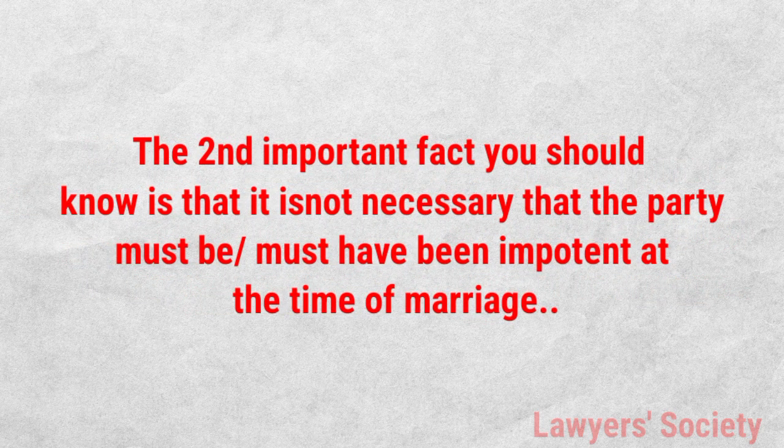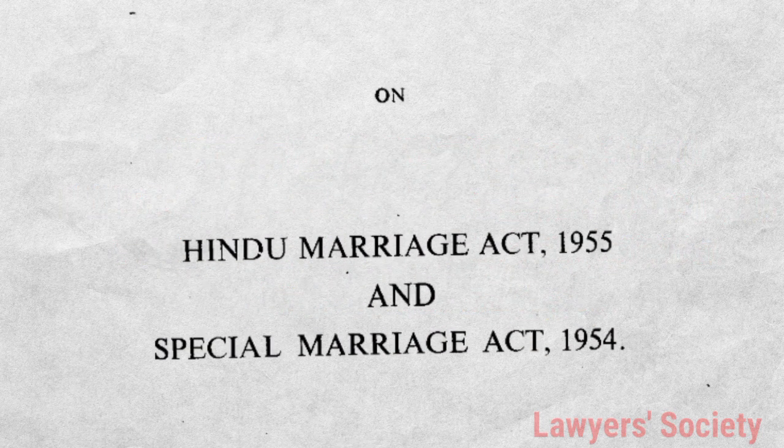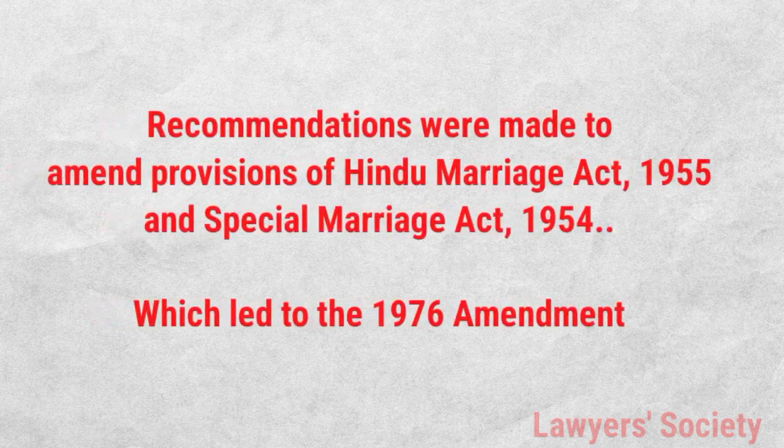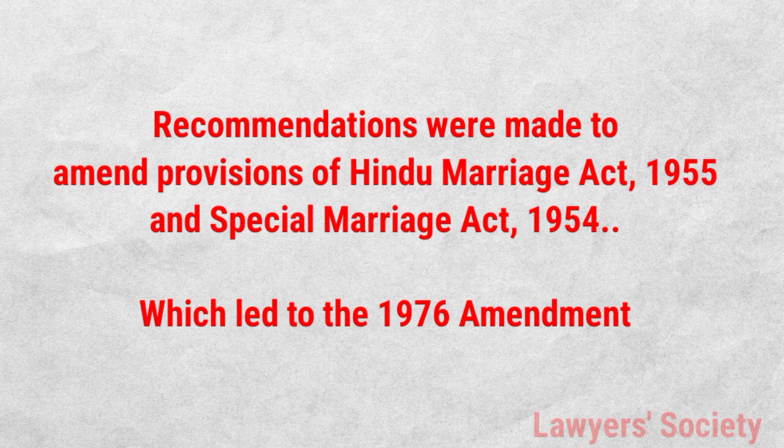What is the next important fact that you must know? It is not necessary that the party must have been impotent at the time of the marriage. This is clear from just a bare reading of the provision, but if at all you have any doubt regarding this, you can actually refer to the 59th Law Commission report, which was submitted in the year 1974. This particular Law Commission report ended in the 1976 amendment of the Hindu Marriage Act.